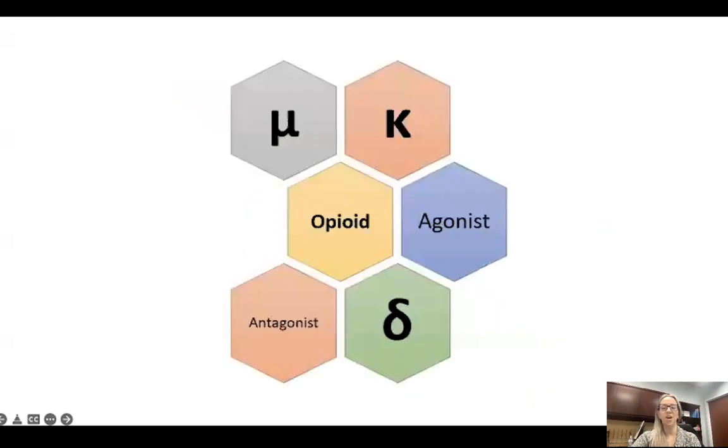And so here's just kind of all I want you to take out of this is that there are a lot of different receptors, and opioids can act as both agonists, antagonists at multiple different receptors. And these are the three most common, but there are probably 5 or 7 at least.